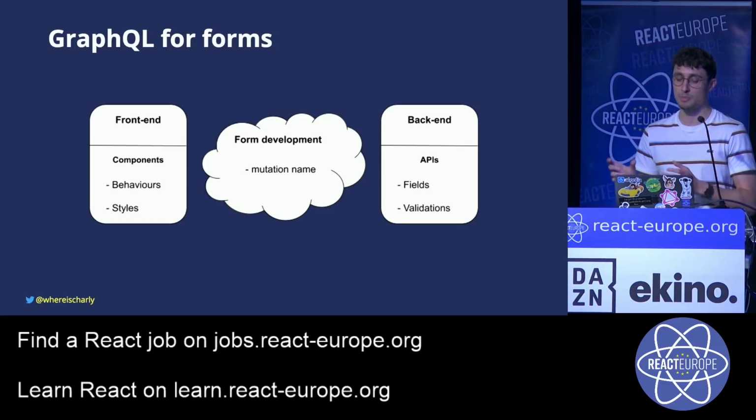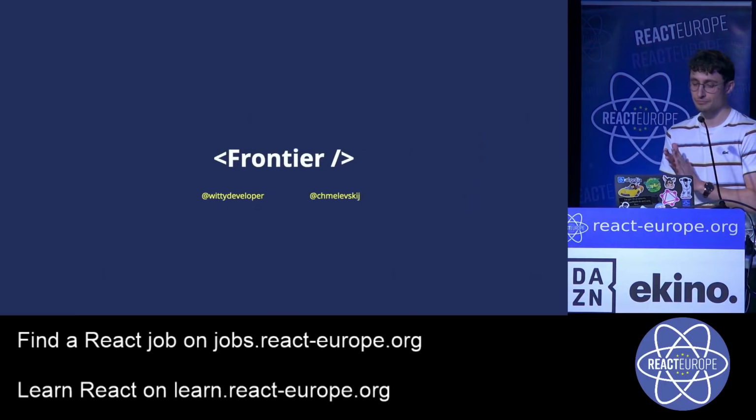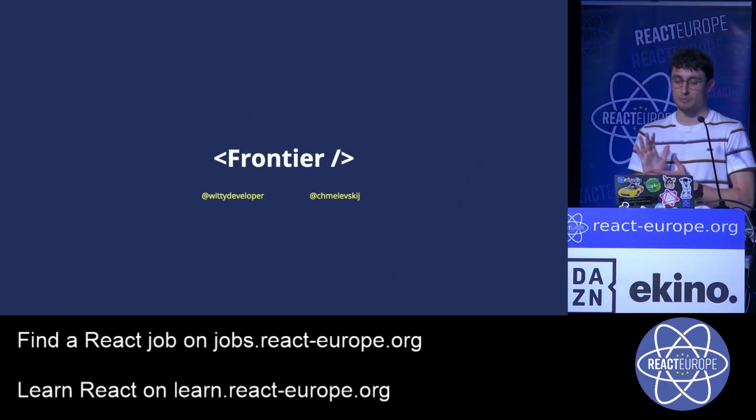Just to recap, by providing a mutation name, thanks to introspection, we're going to have the list of the required fields, and then depending on each type of field, we're going to instantiate the proper component. So let's now see a less theoretical approach and the real library that brings this thing alive. Frontier is a library I've built with the help of Thomas, a contributor, especially on the design files. It's a form library that, thanks to GraphQL, brings you a better form development experience.